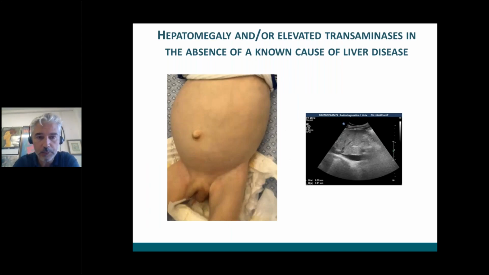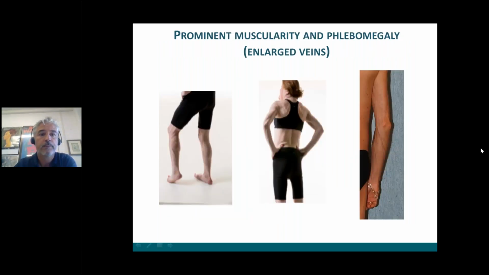You can see the enlarged abdomen of a young boy, and this enlarged abdomen is due to hepatomegaly, a severe hepatomegaly, which is frequently found in congenital forms of lipodystrophy, together with this umbilical hernia. This is another sign of lipodystrophy, the prominent muscularity, an appearance which looks very fit, but is due to the decreased amount of subcutaneous fat. And obviously the veins are more evident in these patients.